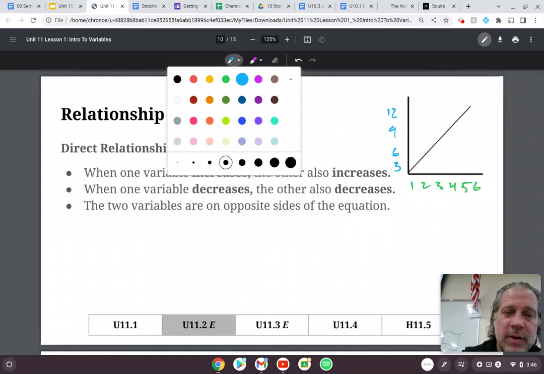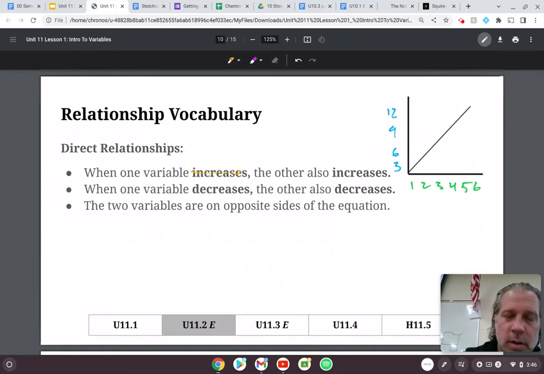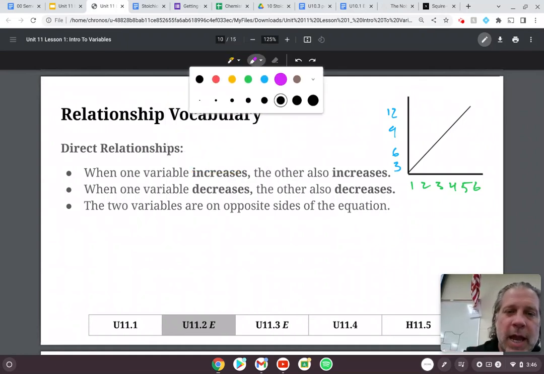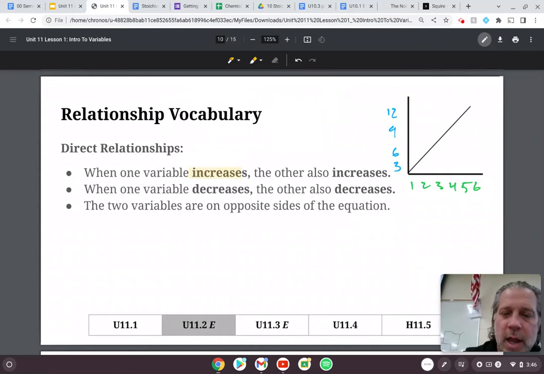So if we have a variable increasing and the other variable on the graph also increasing, that's a direct relationship. And the same can be said if one variable decreases and the other variable also decreases, that's also a direct relationship. So that's what we call a direct relationship.